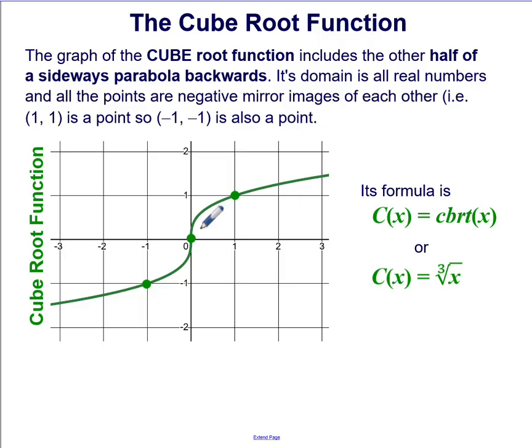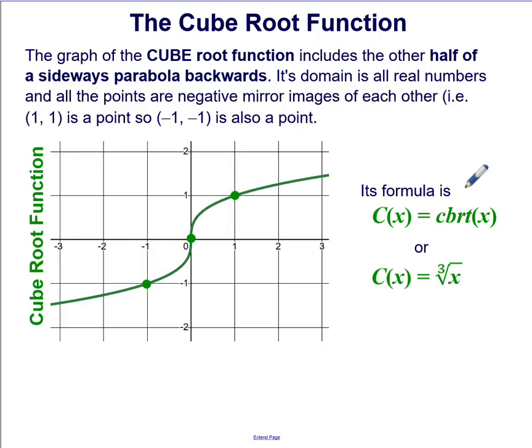So if we look at the top half of this cube root function here, it does resemble half of a parabola. And if you cut that parabola in half and spin it the other way, you'll have the other half this way, and that's what makes it a cube root function. Like we said, the negative mirror points are going to be (1, 1) and (-1, -1).